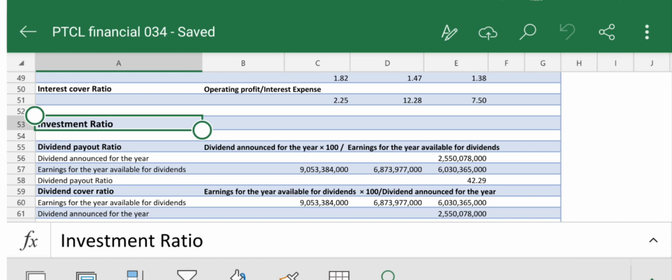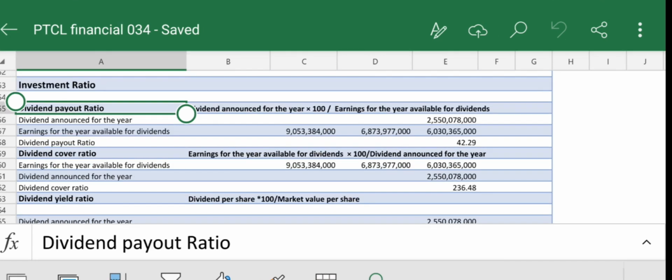The investment ratio. The term investment ratio is a bit broad, as there are several different ratios that can fall under the category. Some common investment ratios include the return on investment, price earning ratio, and dividend yield ratio. These ratios help investors assess the profitability, valuation, and income potential of the investment.